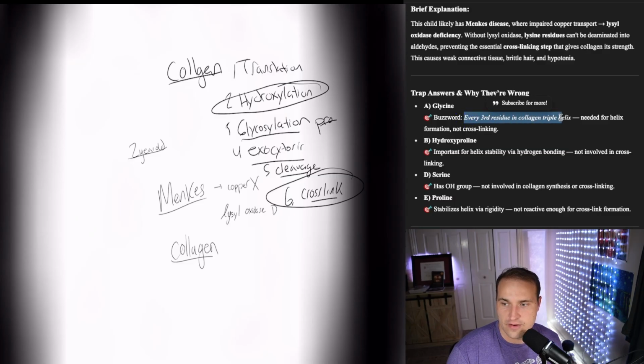Glycine is every third residue in the collagen triple helix, it's needed for helix formation, not cross-linking. So it's not glycine, but it's not involved in collagen synthesis. And proline stabilizes, but it's not reactive for cross-linking. So lysine is what contributes to the strength of the tendons, the skin, and the bones.